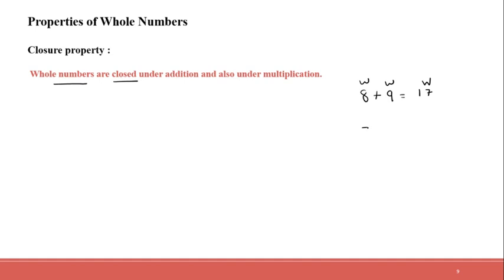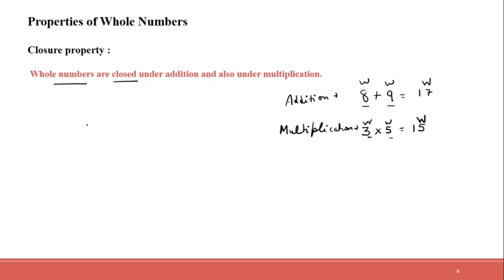In case of multiplication, if I multiply two whole numbers, that means 3 into 5. This is a whole number, and this is also a whole number. So 3 into 5 is 15, again a whole number. That means in case of addition and multiplication, this closure property will apply, right? If we add two whole numbers, we will get a whole number as a result. And if we multiply two numbers, we will get a whole number as a result.